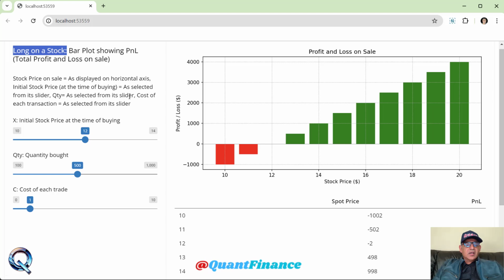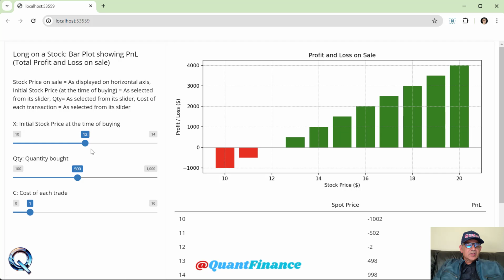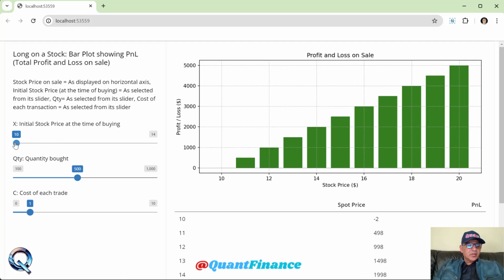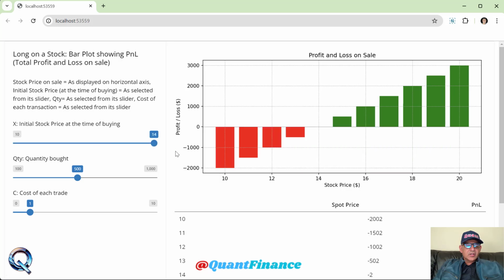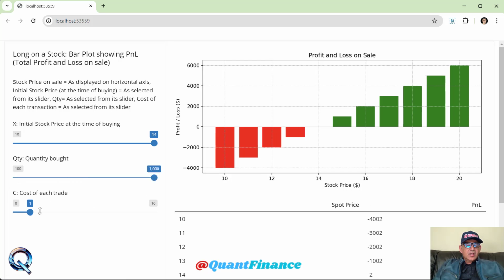So here in this app we have a first slider, right, which gives us the initial stock price, at what price we purchased it. You can have the price between $10 to $14, how much quantity you purchased, 100 shares or 1,000 shares, and what is the cost of each trade. Some trading platforms don't charge any cost, so there is a $0 option also, and at the most it is $10, which is the cost of the trade.